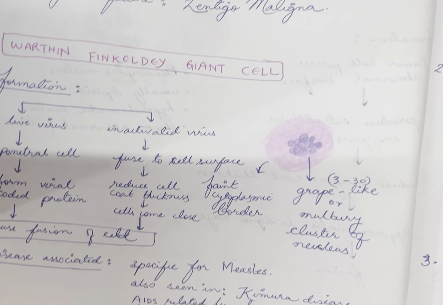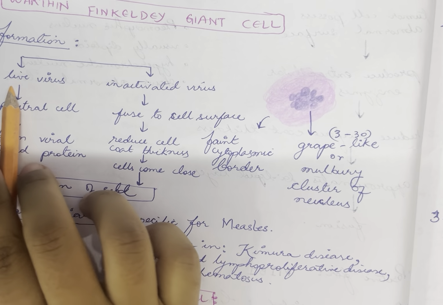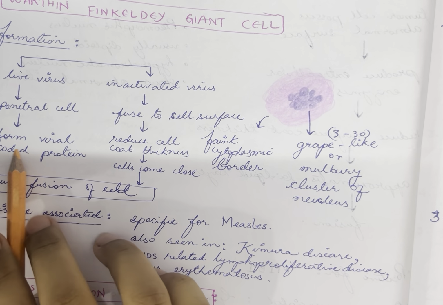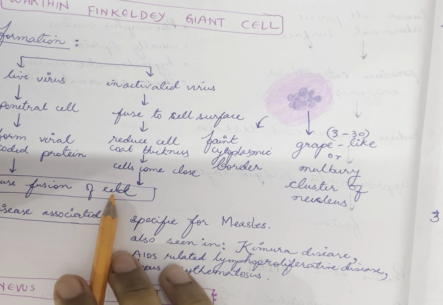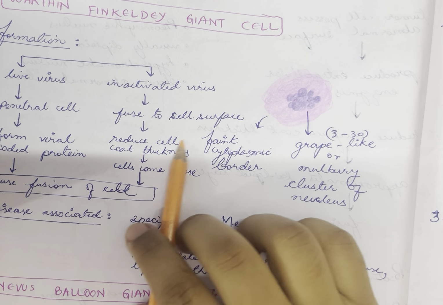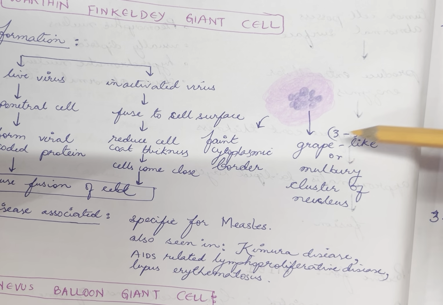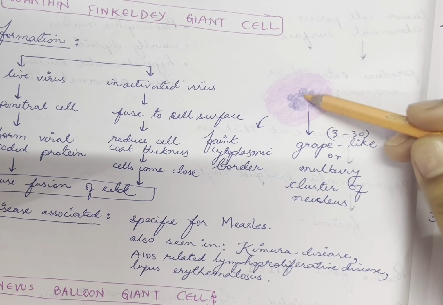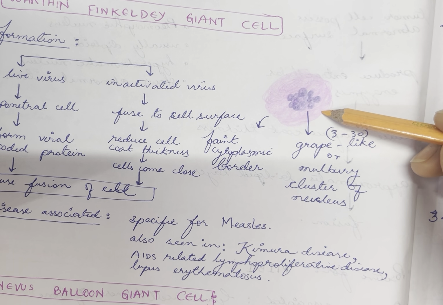Then comes Warthin-Finkeldey giant cell. The formation can be through live virus or inactive virus. Live viruses penetrate the cell, form viral coded protein, and cause fusion of the cell. But in inactivated virus, they fuse to cell surface and reduce cell coat thickness, and cells come close, and fusion also occurs. So we have faint cytoplasmic border, and there is cluster of nuclei which is grape or mulberry like, about 3 to 30 nuclei.